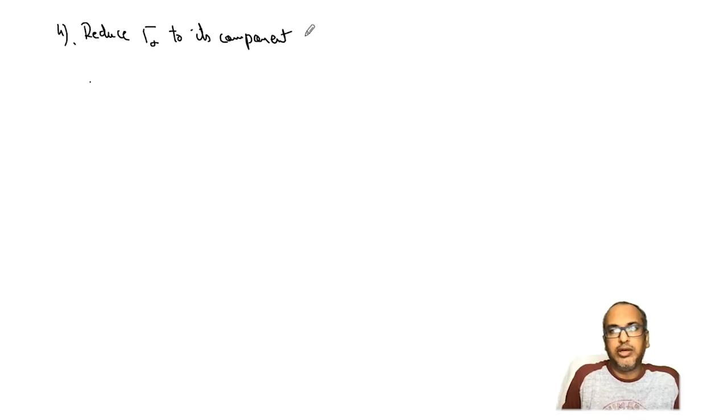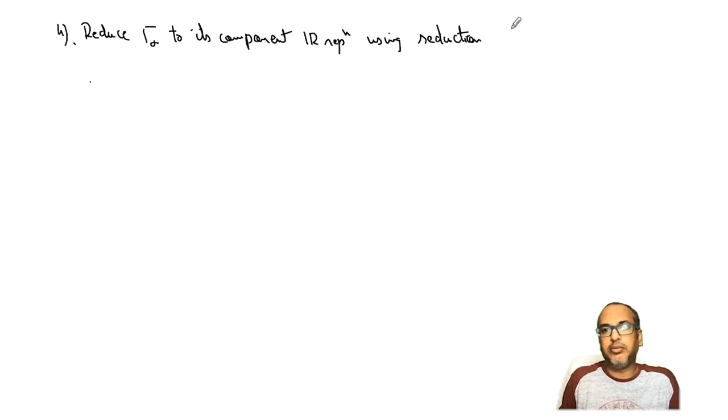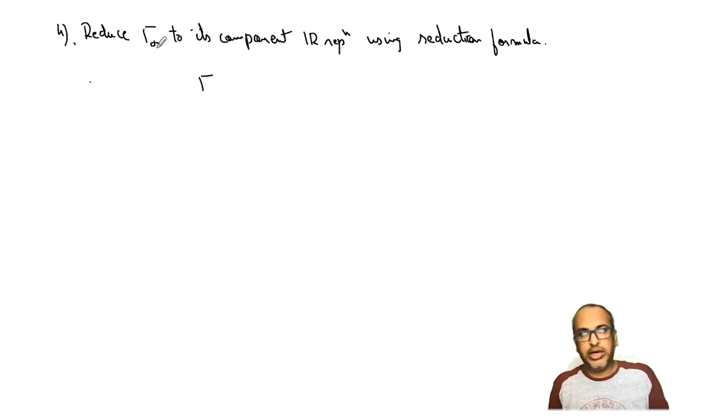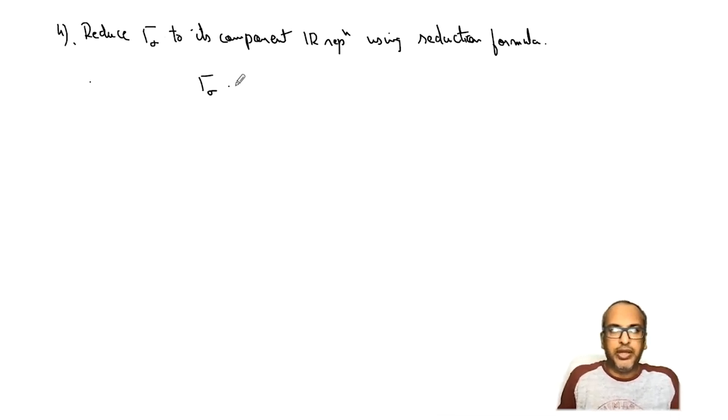So now next is to calculate the reducible representation, irreducible representation. So step number 4 is reduce tau sigma to its component irreducible representations using the reduction formula. At this point, I don't think I need to remind you what the reduction formula is. You should be well aware of this. I'm not going to do that calculation either. So look back to previous notes and see what the reduction formula is and how to use that to reduce tau sigma into the following.